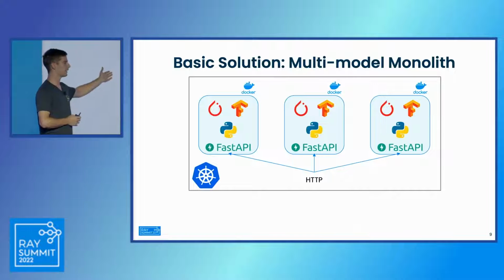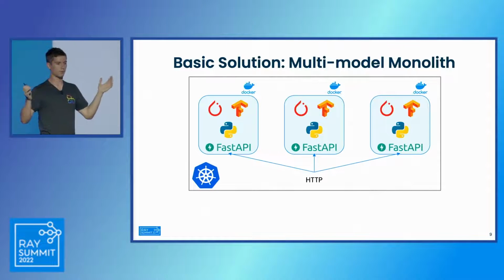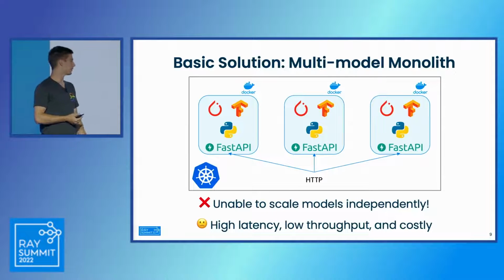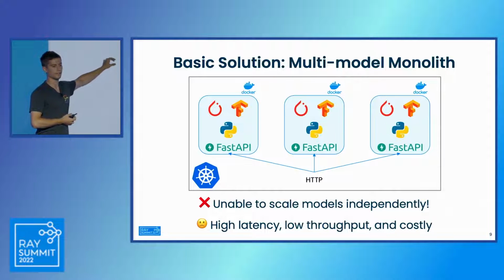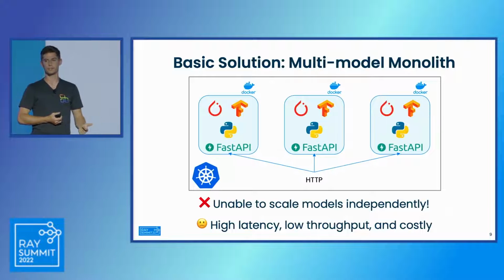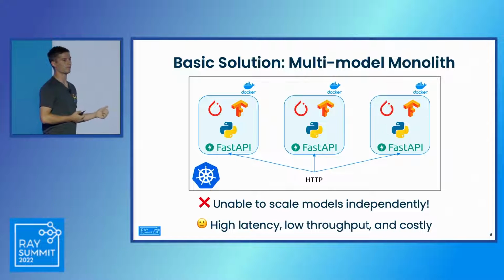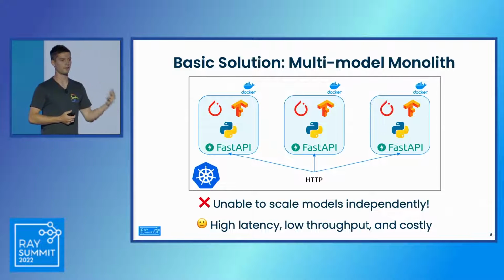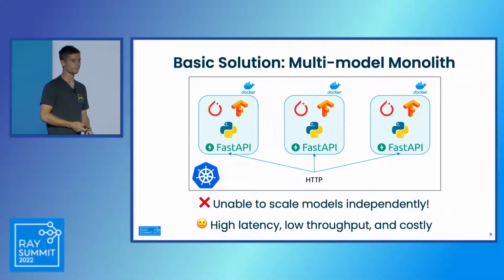And this is a really good way to get off the ground, right? This looks very similar to just deploying a normal web app or web server. But you're pretty quickly going to run into problems, right? Because you can't scale these models independently, and because machine learning models are often memory and compute intensive, this causes big problems. You end up with high latency, low throughput, and it's also very expensive, especially when you have many different models and they aren't all used for every invocation.